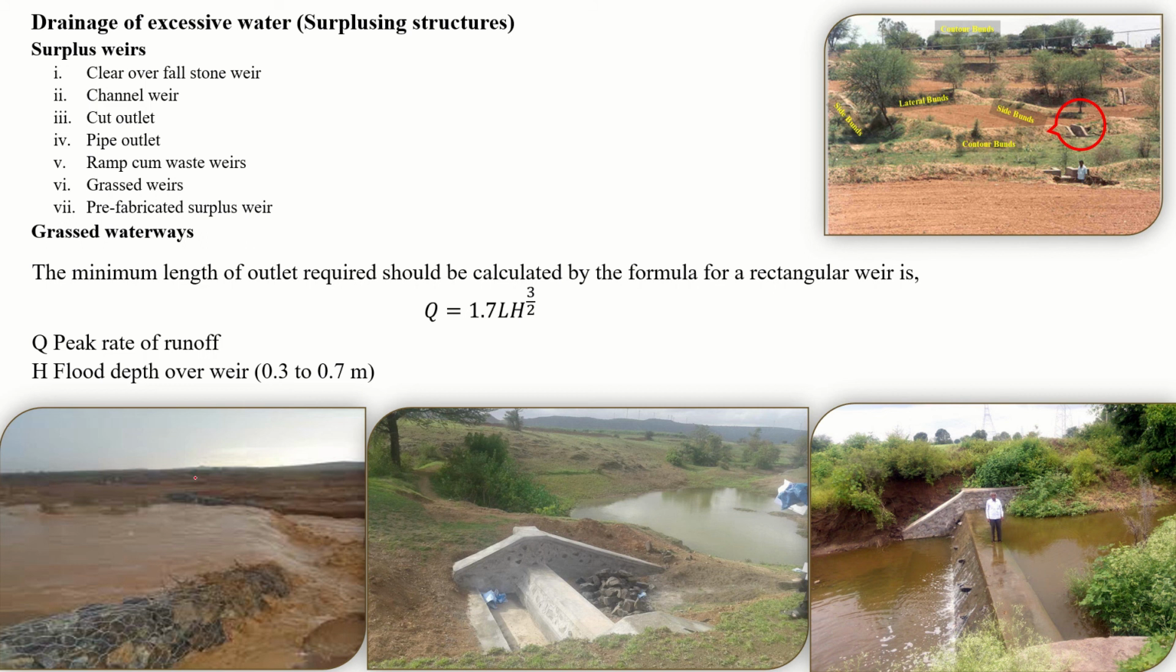And see, suppose here the drainage of excessive water, meaning I need to remove the excess water from my field. If I am not properly removing this water, then what will happen? The bund may be eroded and may collapse. In this condition we need to construct small weirs, which we call surplus structures. Here you can see this is the large area, and a small surplus weir has been connected here.